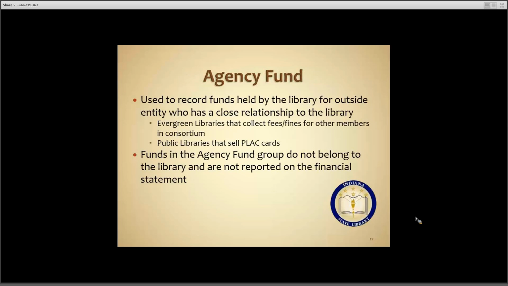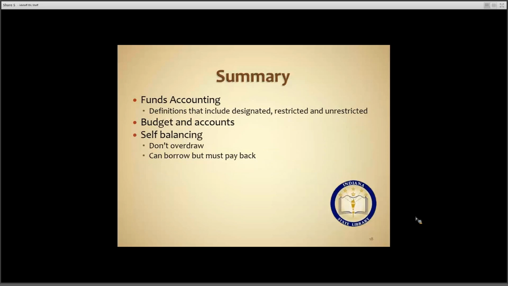Agency funds are used to hold funds to repay to the agency to which they belong. For example, a plaque fund holds revenues from selling plaque cards. The money is returned to the Indiana State Library quarterly. This money does not belong to the library and is not reported in a financial statement.